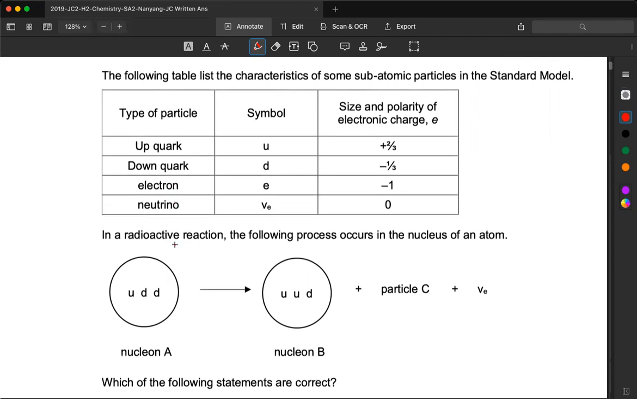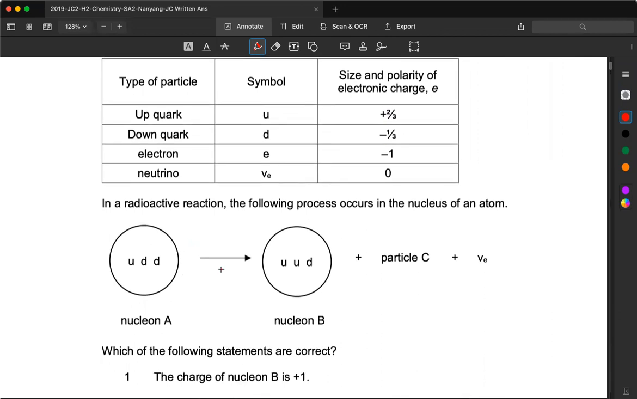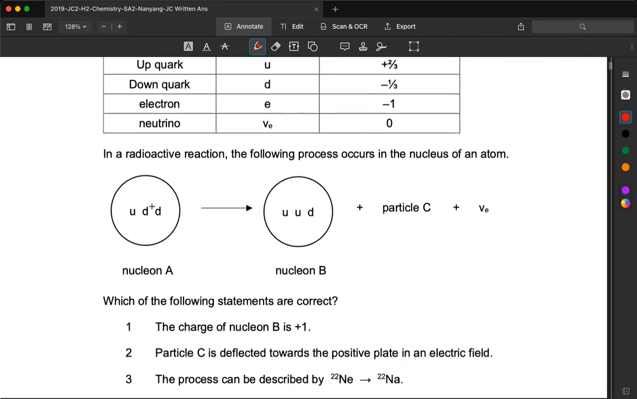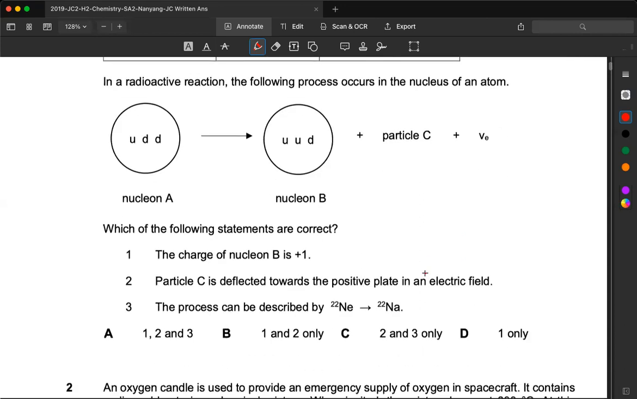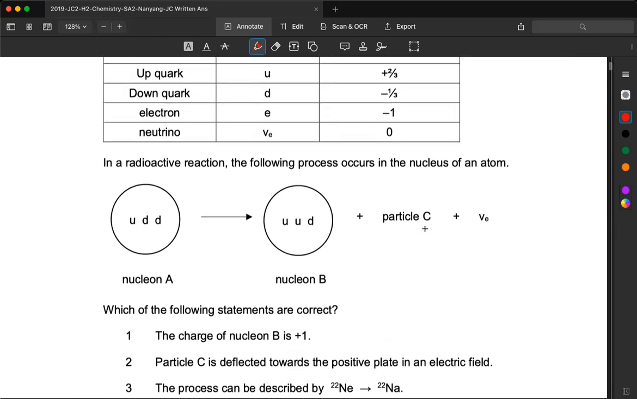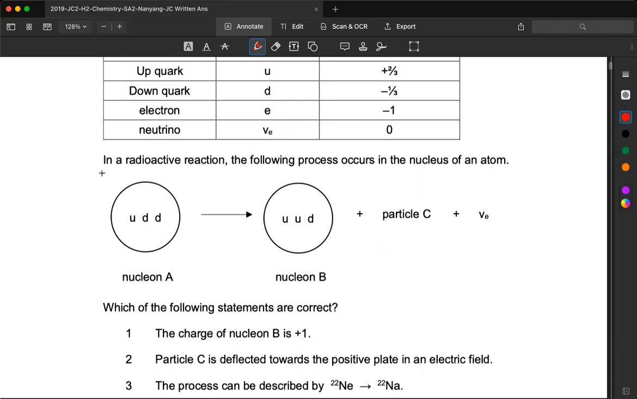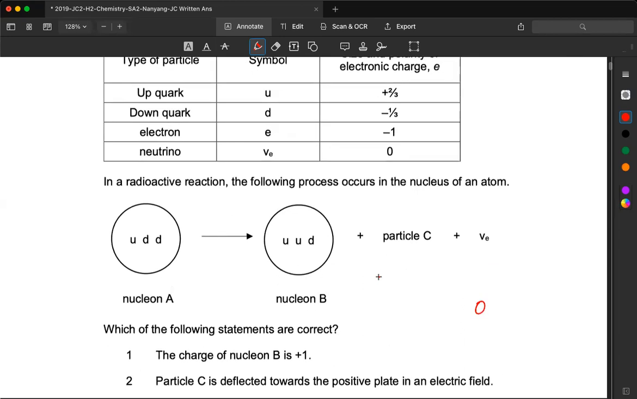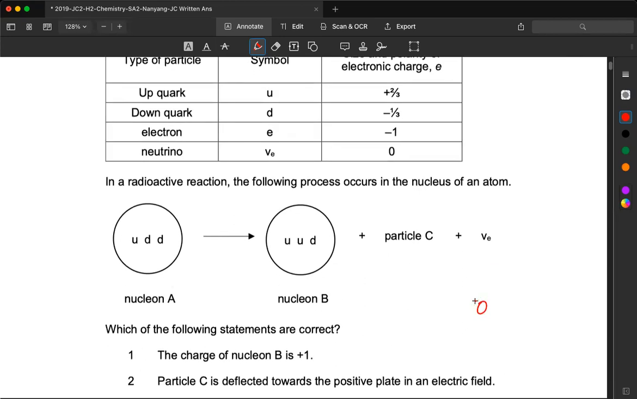In a radioactive reaction, this process occurs in the nucleus of the atom. Nucleon A breaks down to nucleon B and C and ve. Let us see how we approach this question. What you can do is write down the charge and the magnitude of each first. The neutrino is 0. There's no size, no polarity for this.